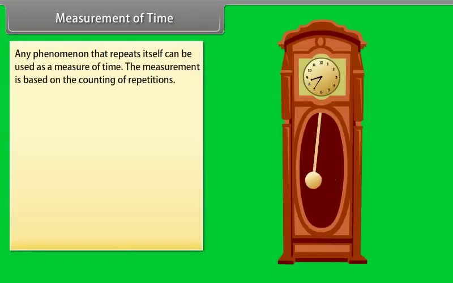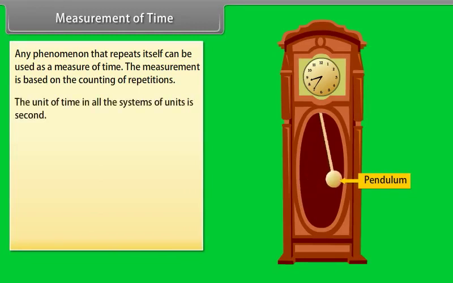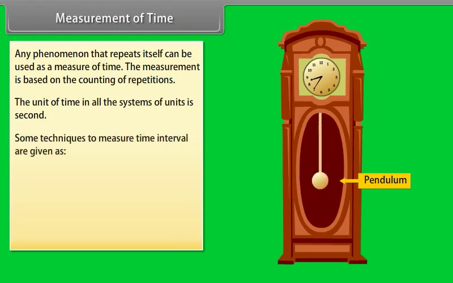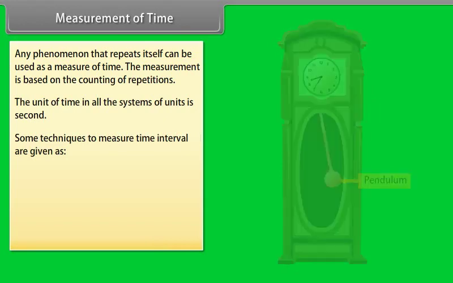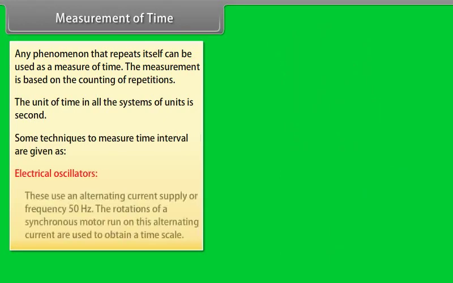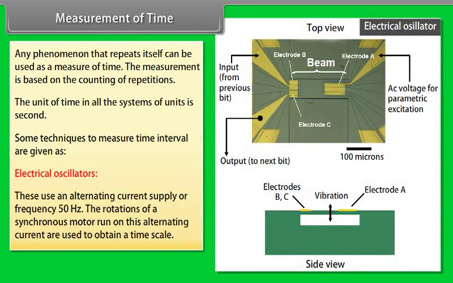Measurement of time. Any phenomenon that repeats itself can be used as a measure of time. The measurement is based on the counting of repetitions. The unit of time in all the systems of units is second. Some techniques to measure time interval are given as electrical oscillators. These use an alternating current supply of frequency 50 Hz. The rotations of a synchronous motor run on this alternating current are used to obtain a time scale.